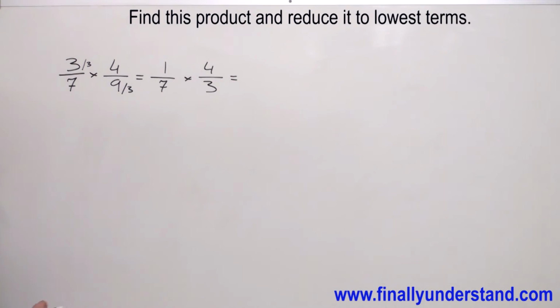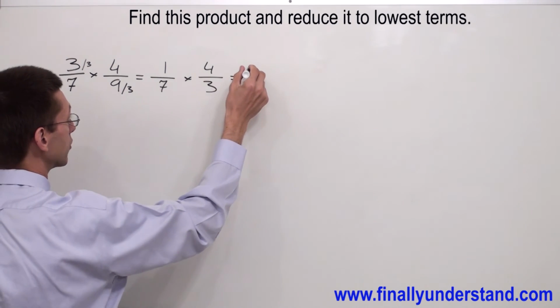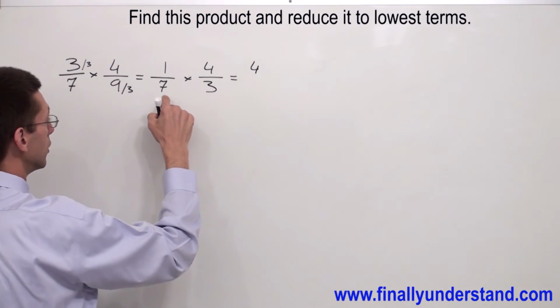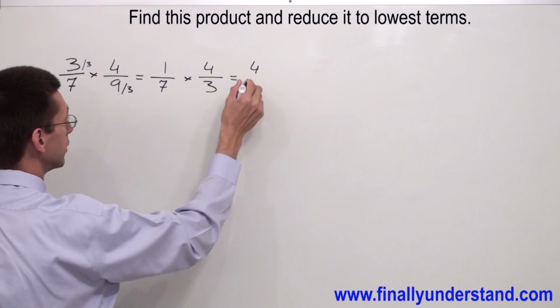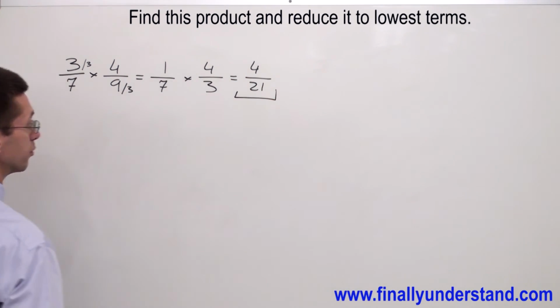Now I can perform the multiplication. 1 times 4 gives me 4. 7 times 3 gives me 21. This is the solution to my problem.